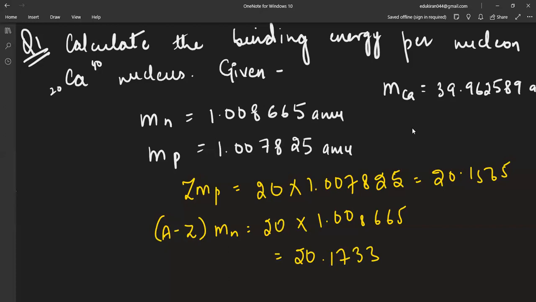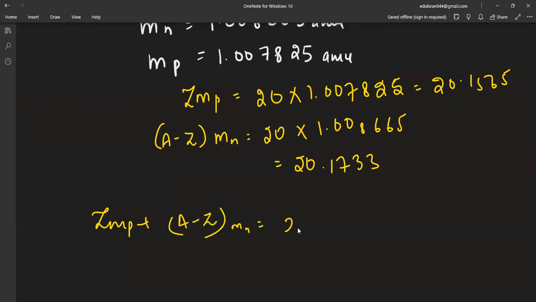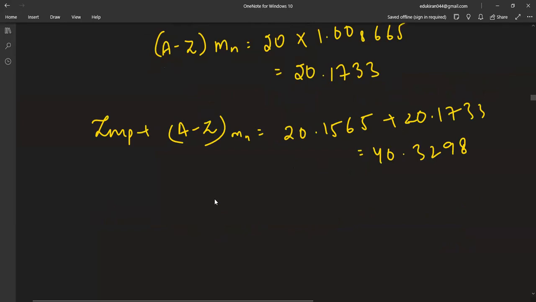So this will be equal to 20.1565. When we add these, that is Z Mp plus (A minus Z) Mn, that is 20.1565 plus 20.1733. This is equal to 40.3298. Mass of calcium is given as 39.962589.